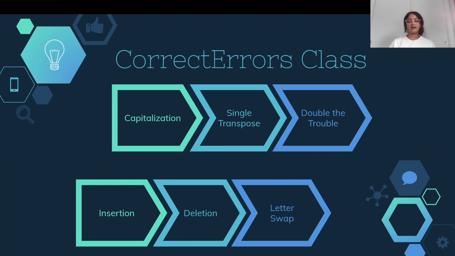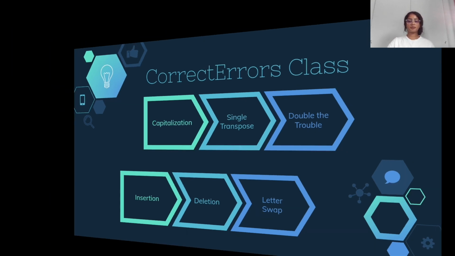Moving on to the correct errors class. In order to correct your misspelled words, I incorporated 6 different spelling heuristics: capitalization, single transpose, double the trouble, insertion, deletion, and letter swap.